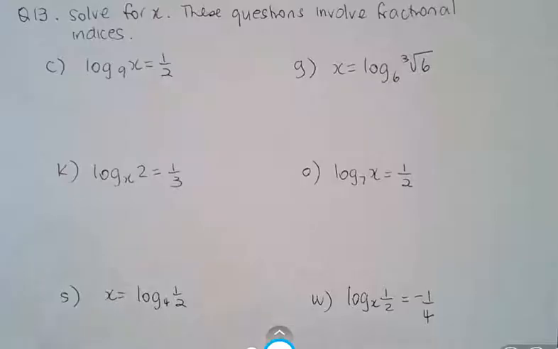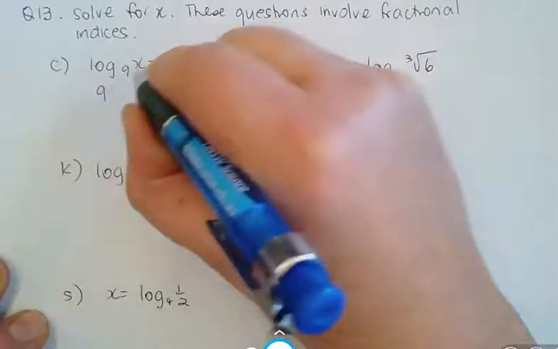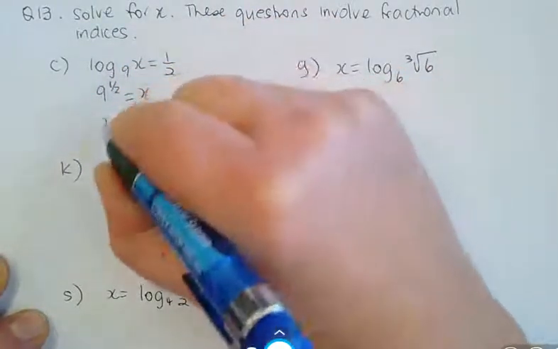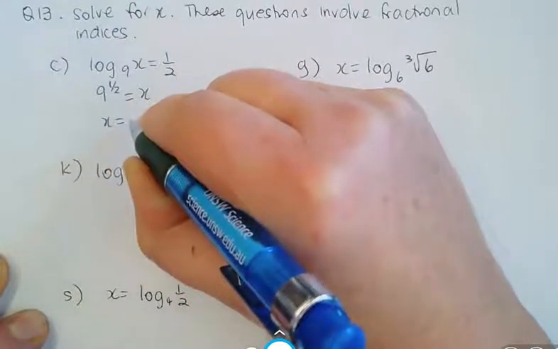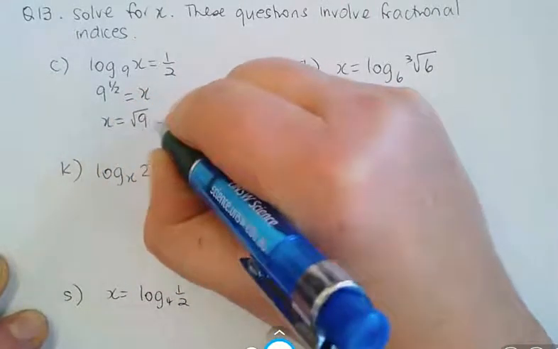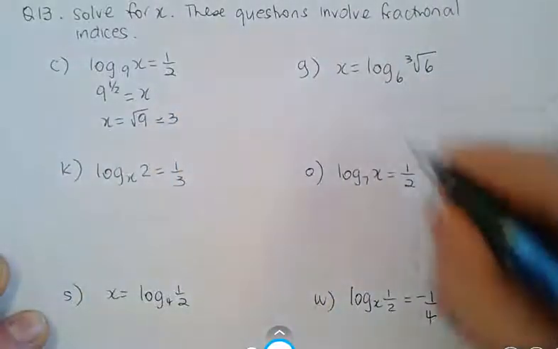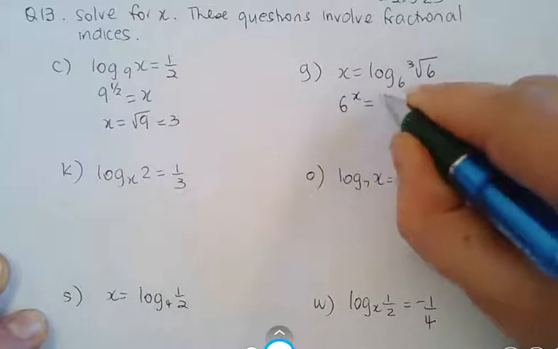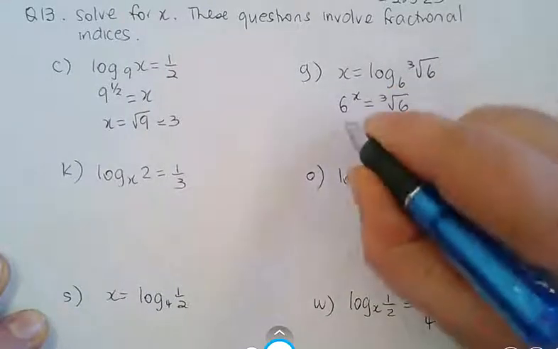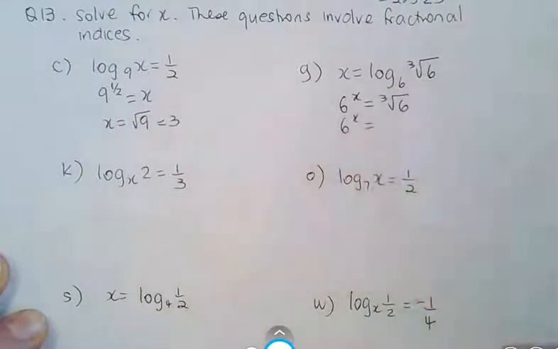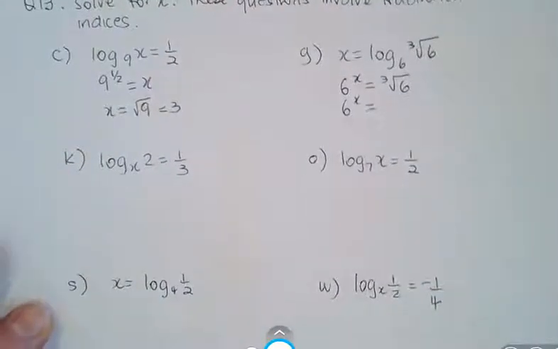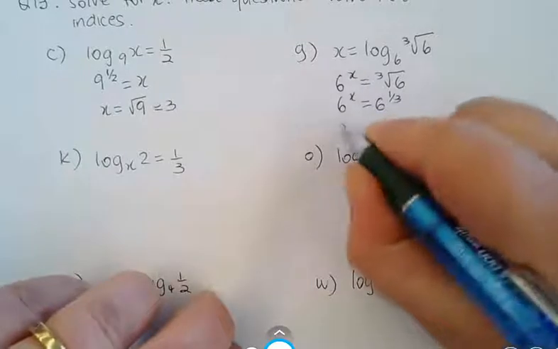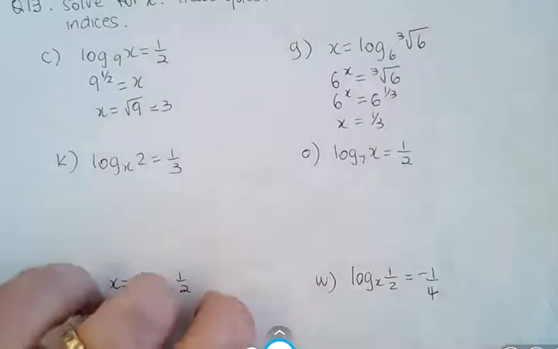Okay. We say 9 is the base. So 9 to the power of a half is x. So x is 9 to the power of a half, which is what? Square root of 9, which is 3. Next one. 6 to the power of x is cubed root of 6. So how else can we write cubed root of 6 as a power? 6 to the third. Now the bases are the same, therefore x is a third.